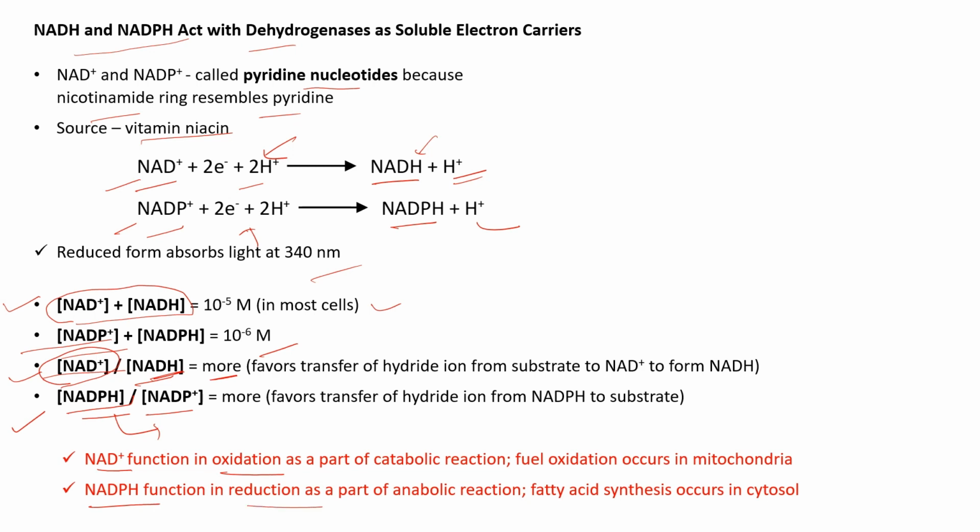NADPH functions in reduction. NAD plus, hence, is a part of a catabolic reaction because it oxidizes. NADPH is a part of an anabolic reaction because it reduces. Oxidation occurs in mitochondria, so NAD plus is found more in mitochondria. Whereas NADPH, that is anabolic process or reduction, occurs in cytosol. For example, fatty acid synthesis. So NADPH is found more in cytosol. Clear? The difference between NAD and NADP.